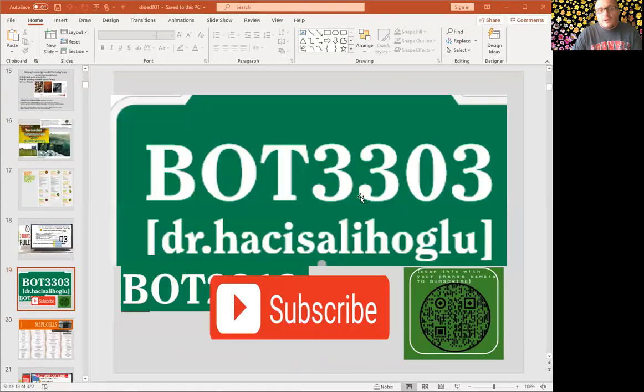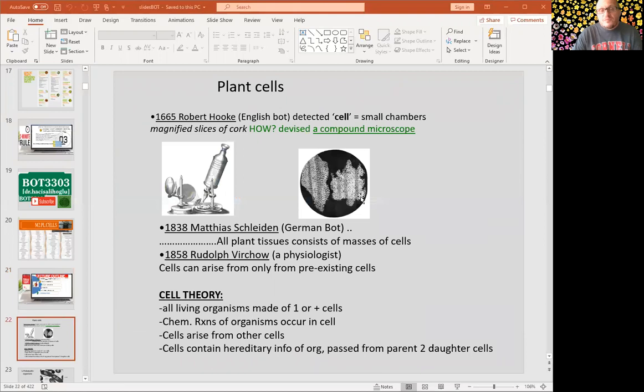So plant cells were first discovered by Robert Hooke in 1665, an English botanist, who developed a simple microscope and looked at cork tissue, cork cells, under his microscope. Later on, a number of scientists worked on cell theory. Today, what we call cell theory is basically that all organisms are made of one or more cells, cells are the basic units of life, and all cells come from pre-existing cells. It started with Robert Hooke and continued with Schleiden, Virchow, and more scientists later with electron microscopes.